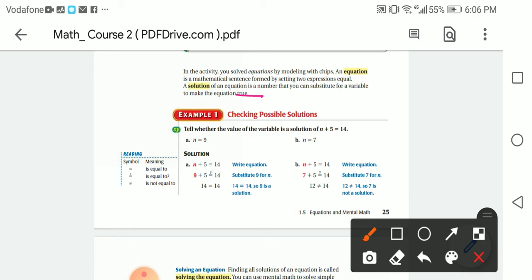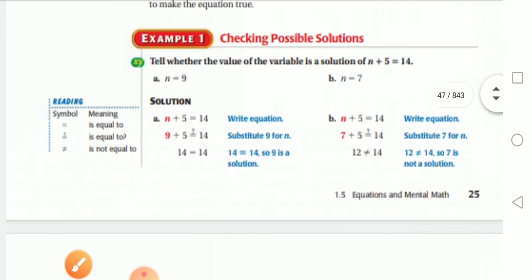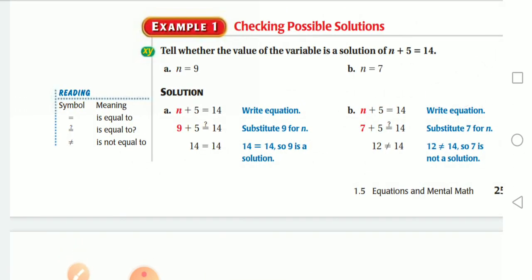Example 1, checking possible solutions. Tell whether the value of the variable is a solution of n plus 5 equals 14. Let's see if n is 9 or if n is 7. This is mental math, okay? Here I have equal to, and this is not equal to. Okay, can you see it? I will enlarge this for you to see it very well. As you see here, page 25 in your book. Open your book and focus with me.